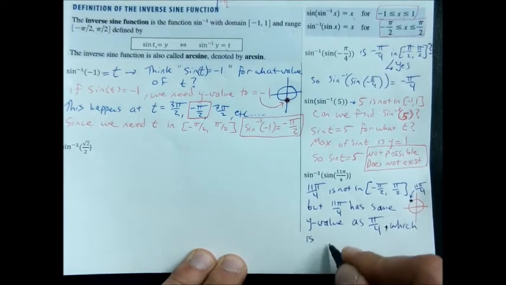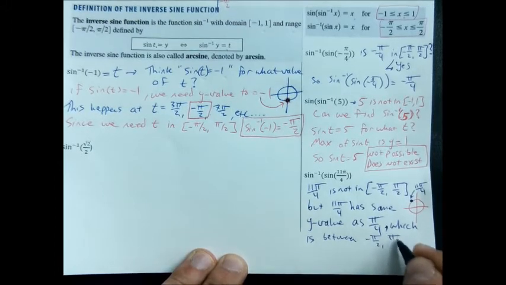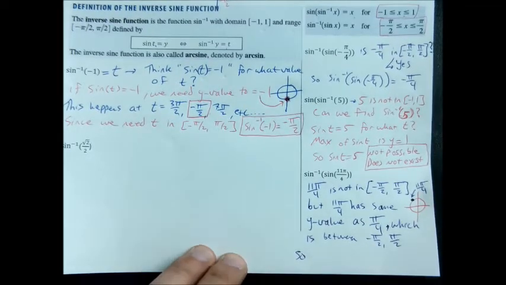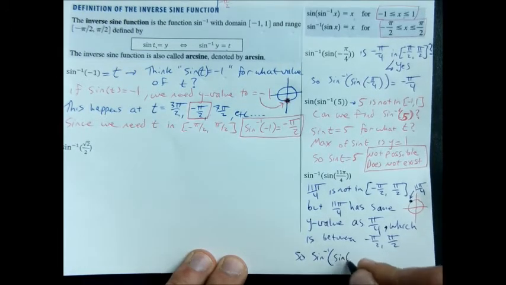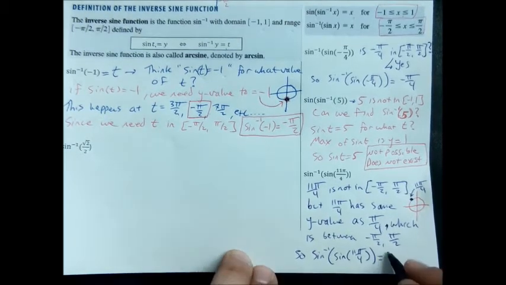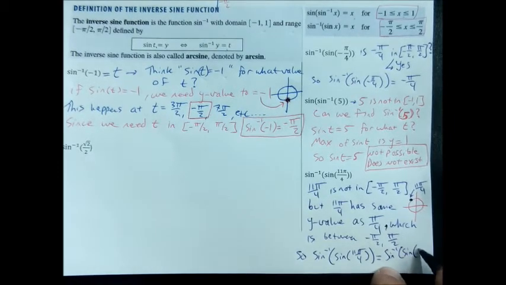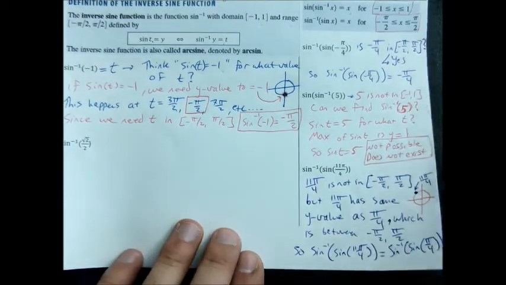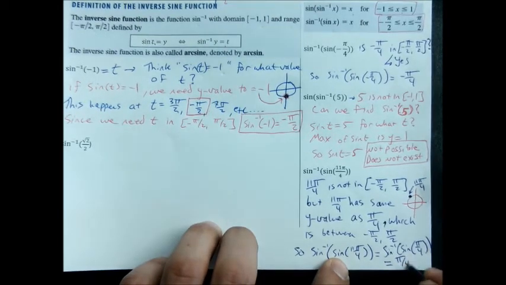Which is between minus pi over 2 and pi over 2. And so, do I have enough room? I should have enough room. So sine inverse of sine of 11 pi over 4 is actually the same thing as sine inverse of sine of pi over 4. And that fits that property because pi over 4 is in the correct interval. And so those things cancel out, and we just get pi over 4.